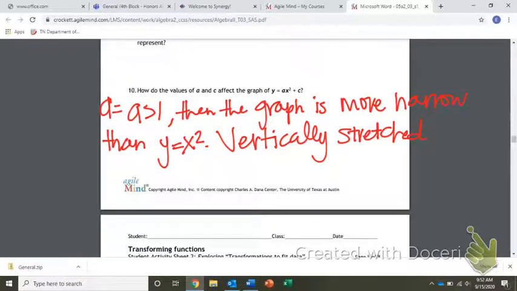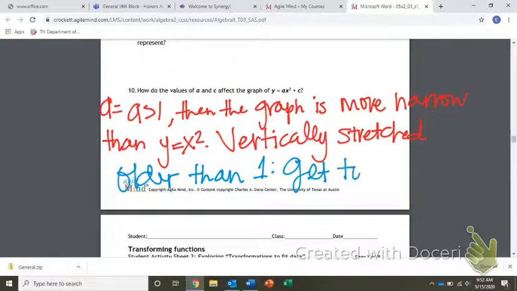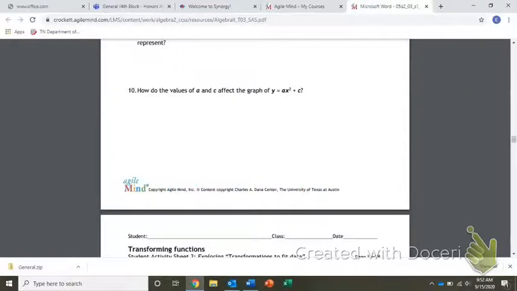The way I want you to remember this one is when you were older than 1 year old, you are going to start to get taller. All right. Last one for A.